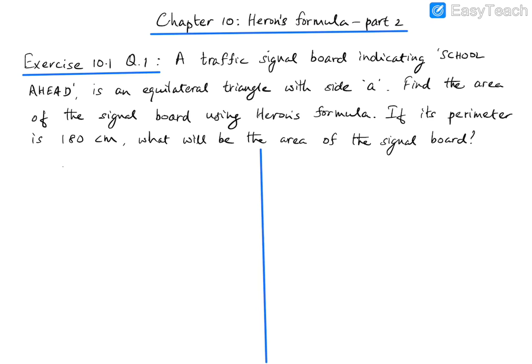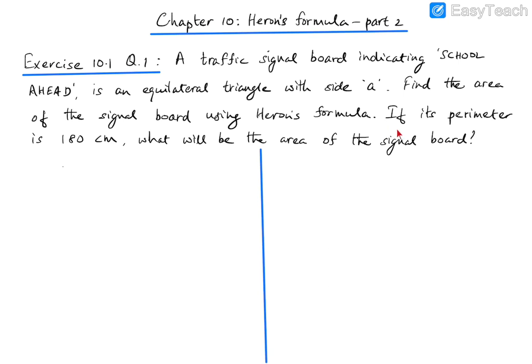Now in this question, which is the first question from exercise 10.1, we are given that a traffic signal board has the shape of an equilateral triangle and the length of the side is A. An equilateral triangle has all sides of equal length, so each of the three sides has a length of A units, and we are asked to find the area of the signal board using Heron's formula. Since the length is given as a parameter A, we will get a general expression for the area of the equilateral triangle using Heron's formula.